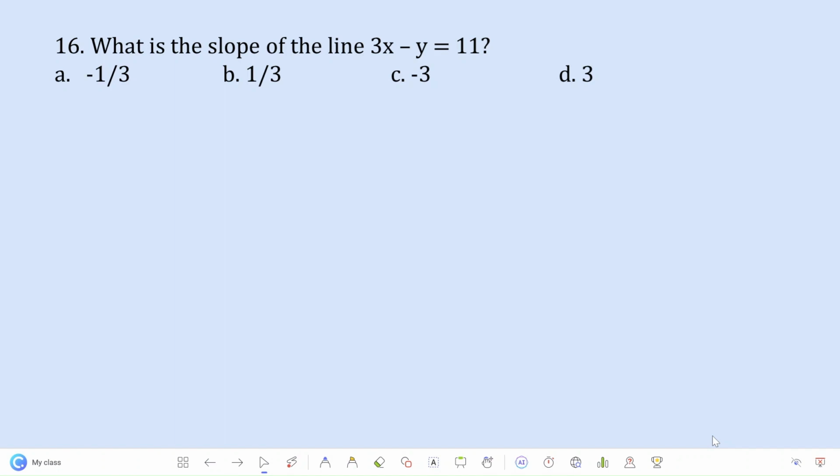Let's go to item number 1. What is the slope of the line 3x minus 1 is equal to 11? Is it A, negative 1/3, B, 1/3, C, negative 3, or letter D, 3?